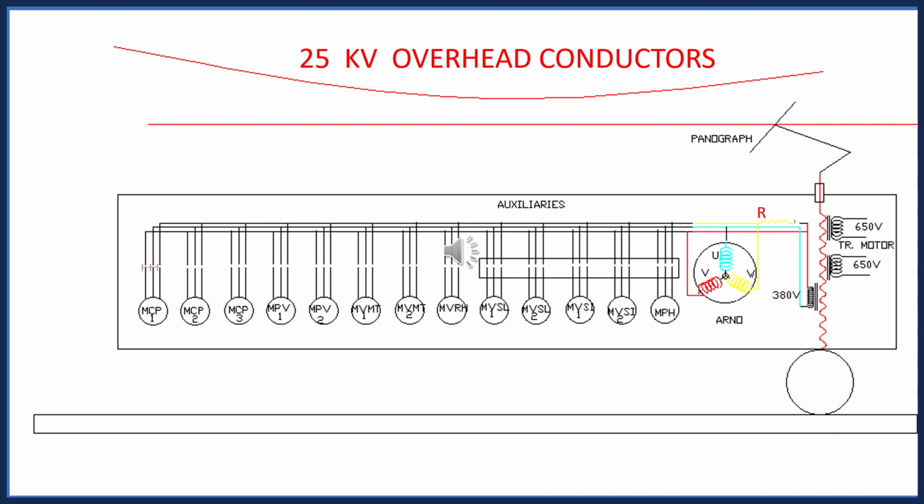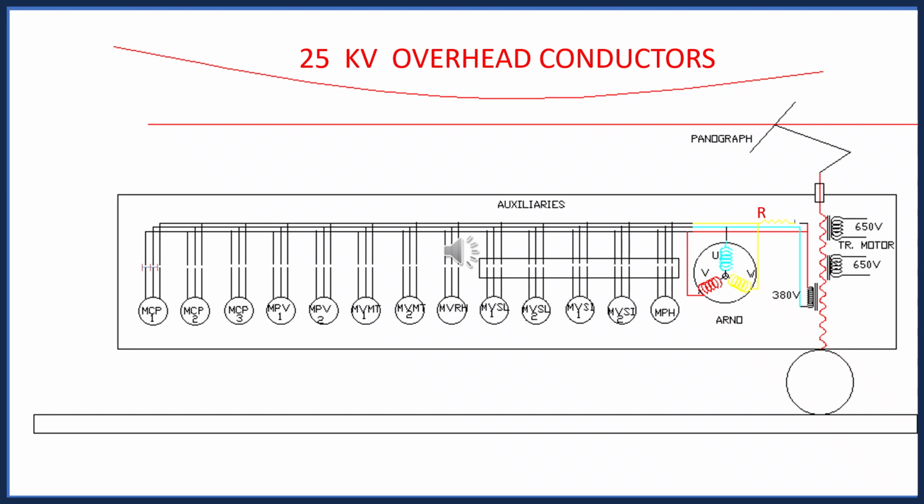Then MCP, the compressor, is required because all our operation is pneumatic and electro-pneumatic. So compressor pressure is very much required. There are 3 compressors, MCP1, MCP2 and MCP3. Our air brake system also requires this compressor pressure. For vacuum we need MPV1, MPV2, and for air brake we need MCP1, MCP2, MCP3.